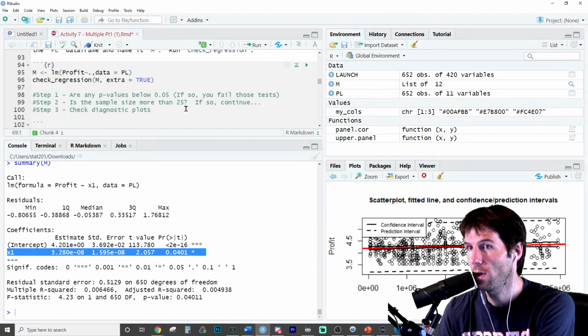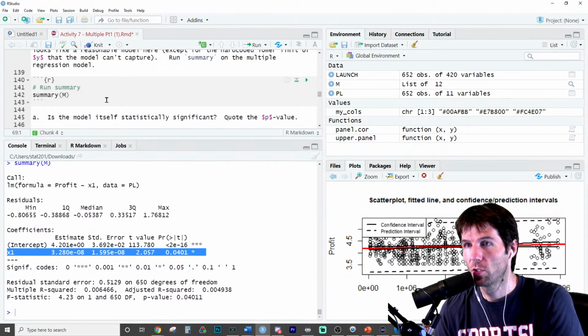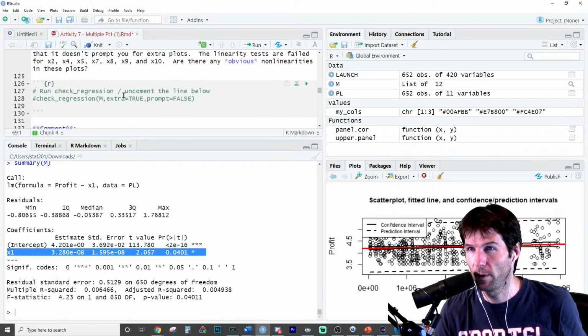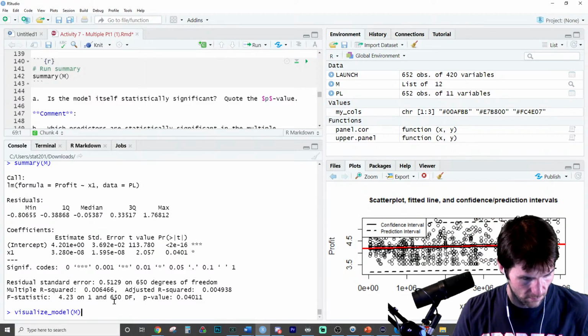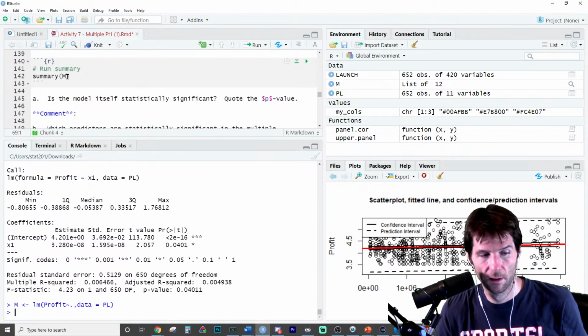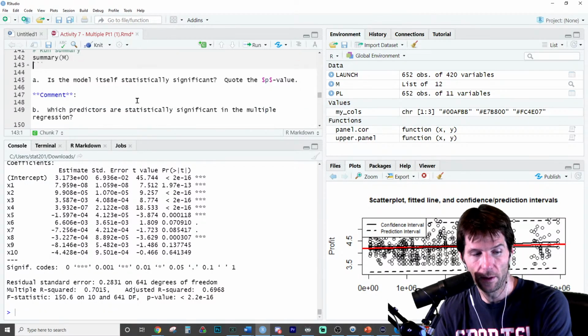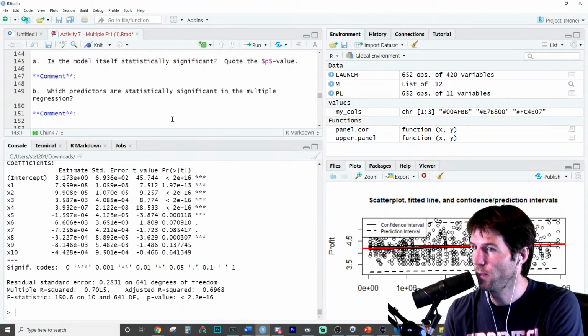So let's go back and keep talking about this multiple regression model and make sense of what we're seeing. So with this summary, we need to rerun our model right here. Where did the model go? There we go. Here's our multiple model. Which predictors are statistically significant? And then we'll talk about what this means.